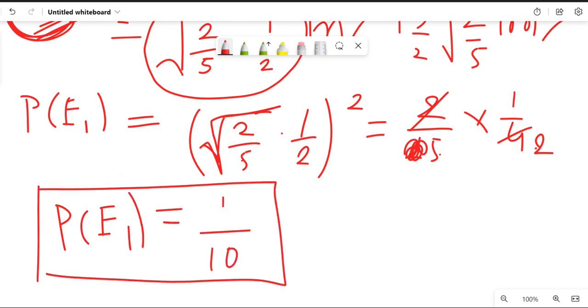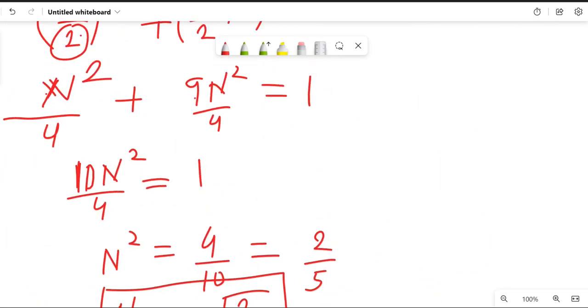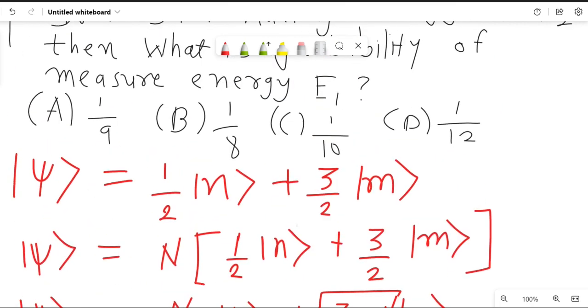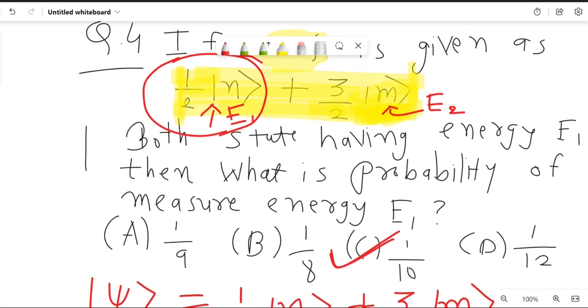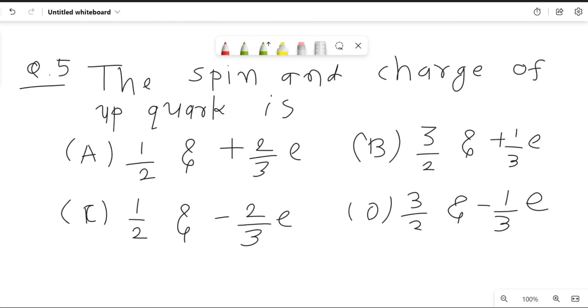So the correct option will be 1 by 10, and this option in the MCQ is C. So option C will be correct. Now move to the next question. Your next question is question number 5.